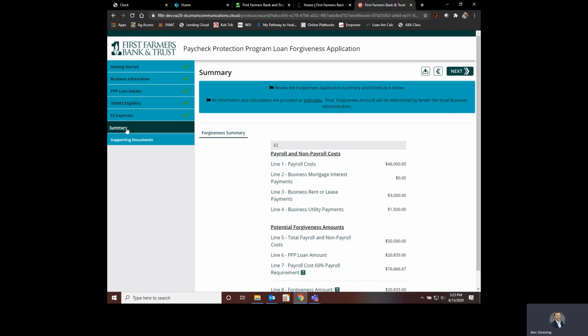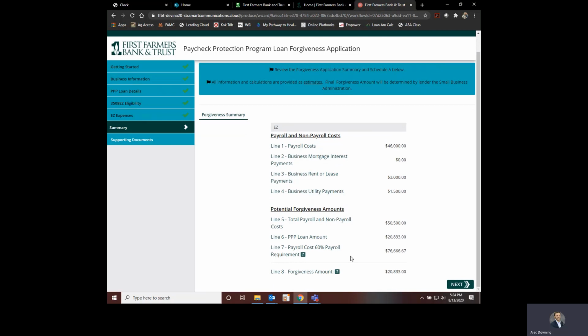So here we go. Now at this point, there's a summary. You need to review the application summary in the Schedule A. This is what Schedule A is down here. All of this will flow through automatically to the official forms. All of these are provided as estimates. Final forgiveness amount will be determined by the lender, so by your loan officer or our SBA team here at the bank, and by the SBA.